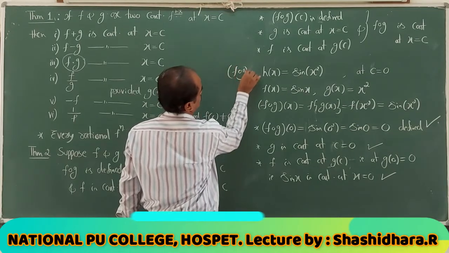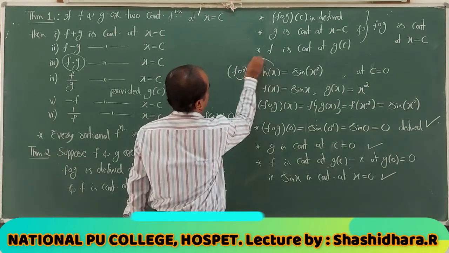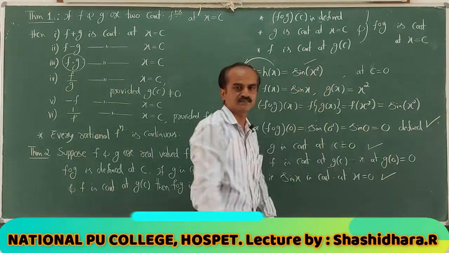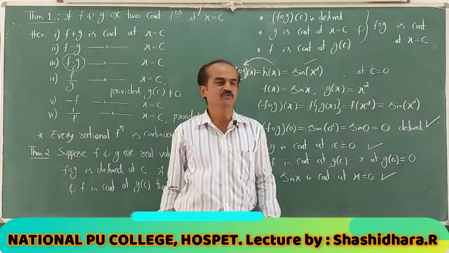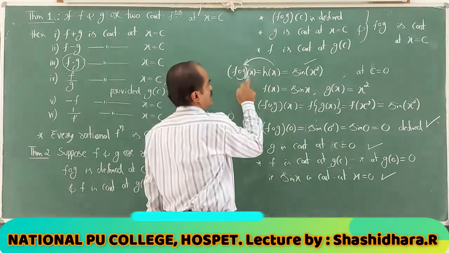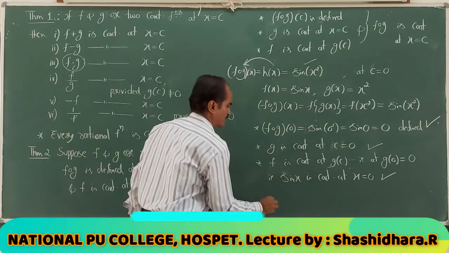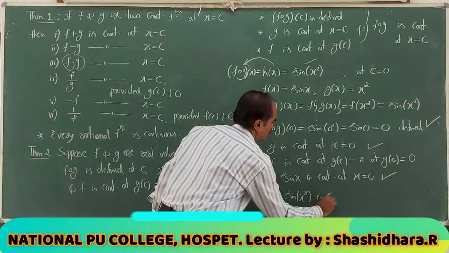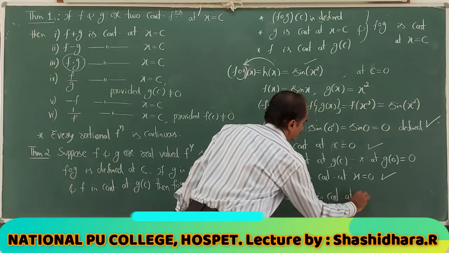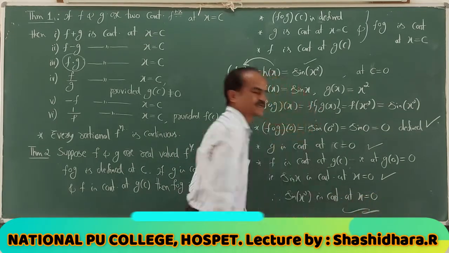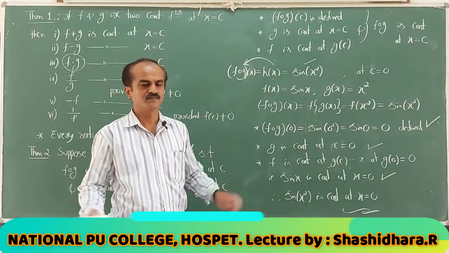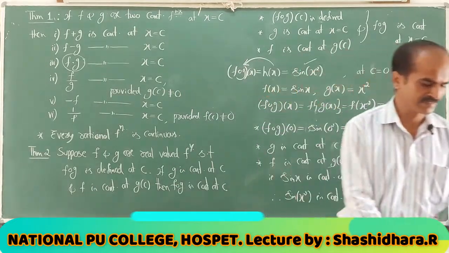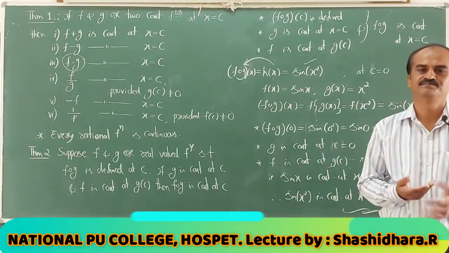f∘g. I define this given function as a composition of two functions. In order to find whether this function is continuous or not, I have taken the help of theorem 2. So, f∘g of x and hence sine of x square is continuous at x equal to 0. So, this is how we have to prove with the help of the theorem. Similarly, the other functions also we can answer.